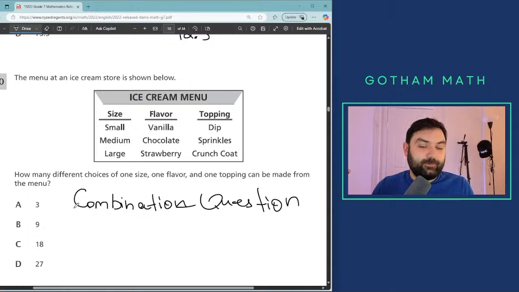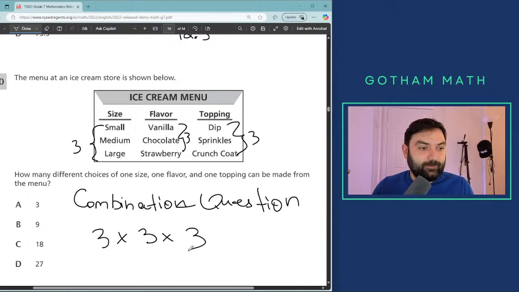In order to find how many possible combinations we can have, we just have to multiply the choices. Or in other words, multiply how many choices of each, in this case size, flavor, and topping, we have. So we have 3 sizes, 3 flavors, 3 toppings. As easy as that, we just multiply 3 times 3 times 3. If there were more sizes or more flavors, you just multiply different numbers. But 3 times 3 is 9, times 3 is 27.